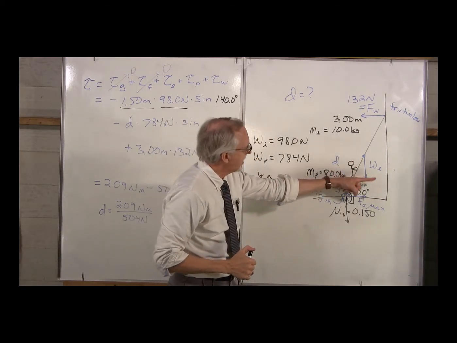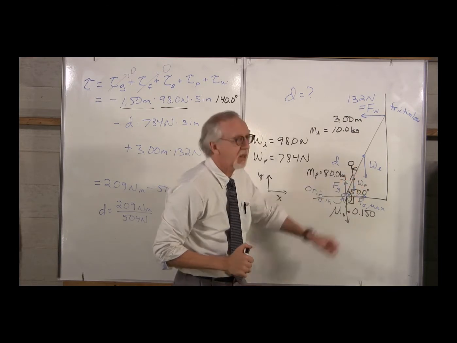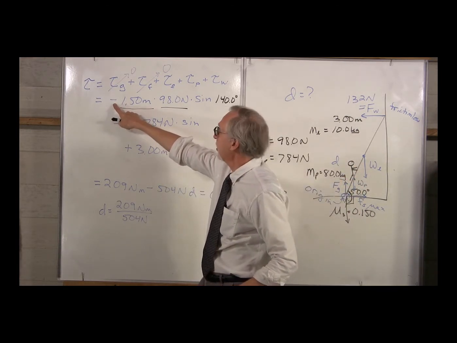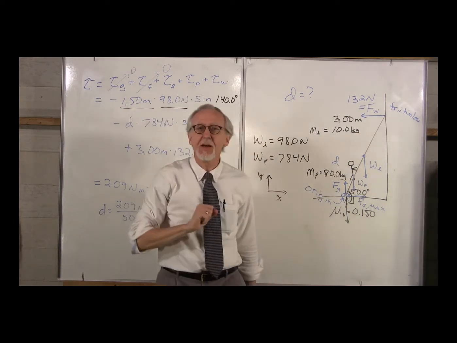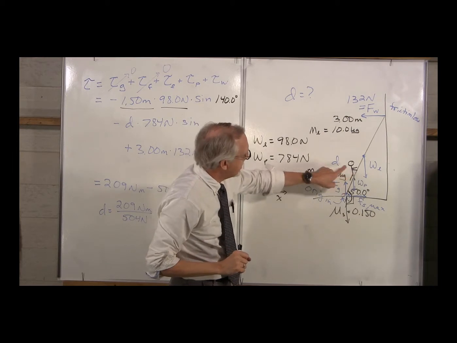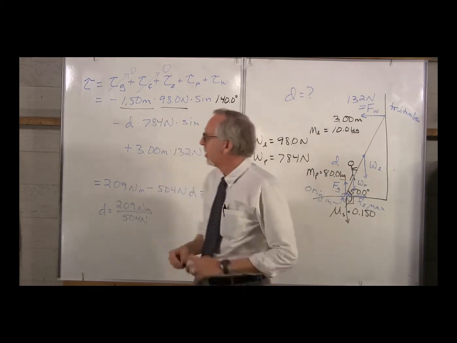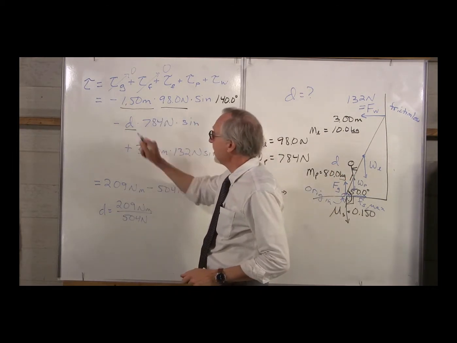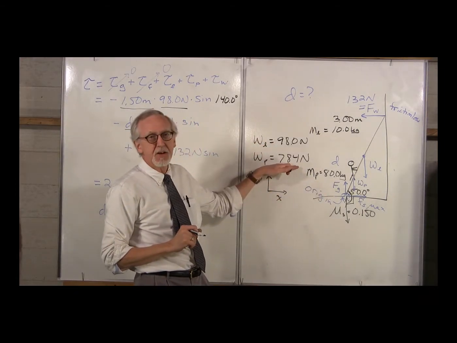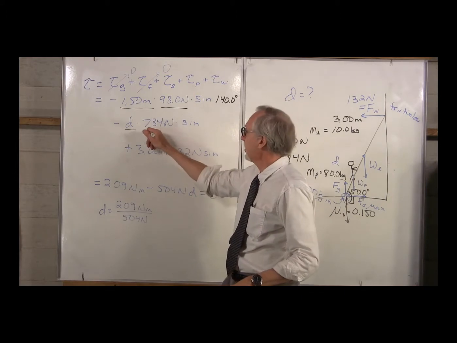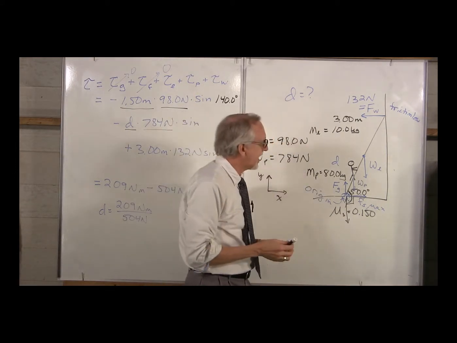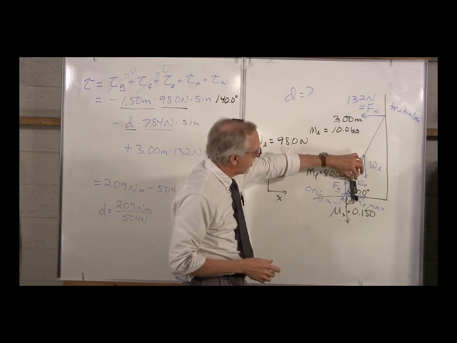That force is going around clockwise, which makes that a negative torque. Very good. What about the torque due to the weight of the person? What's R for the weight of the person? Well, that distance is D. That's what we're looking for. So we have D times the force due to the weight of the person, which is 784 newtons, times sine of what's that angle? What's the angle between R and F for the weight of the person?